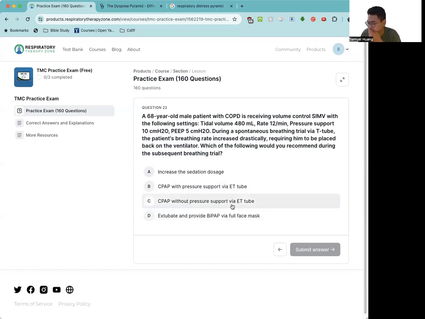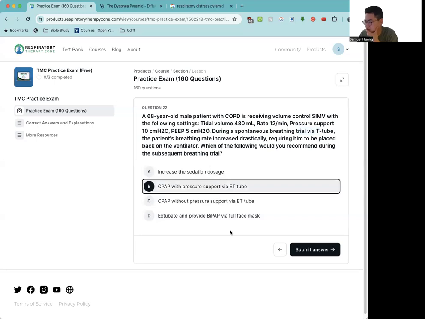As I mentioned, with C, they would fail again, just like they failed the T tube. They're not getting any support to overcome the tube and then extubate. They're not ready to extubate yet because they failed the SBT. Increasing sedation doesn't make sense because one of the extubation criteria is that they're alert and able to protect their airway and that you've solved their main problem. So I think it's CPAP with pressure support.